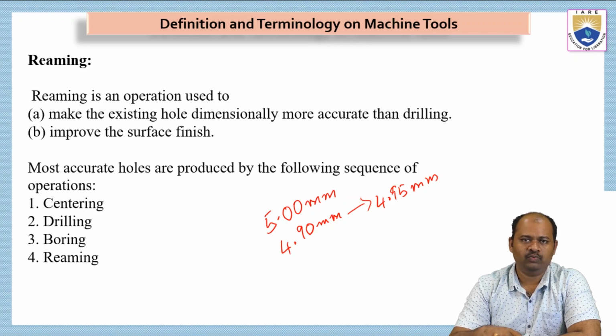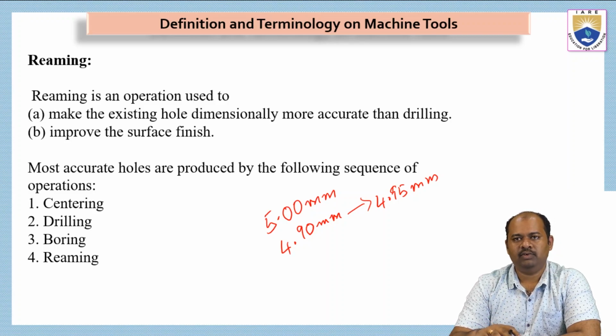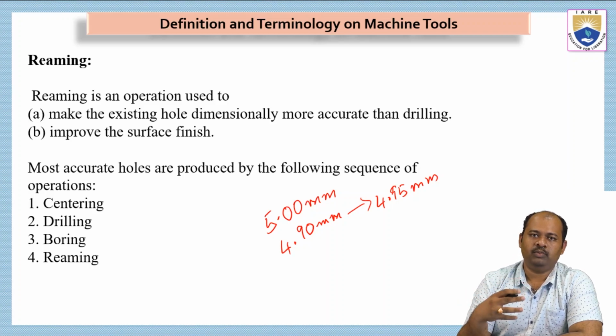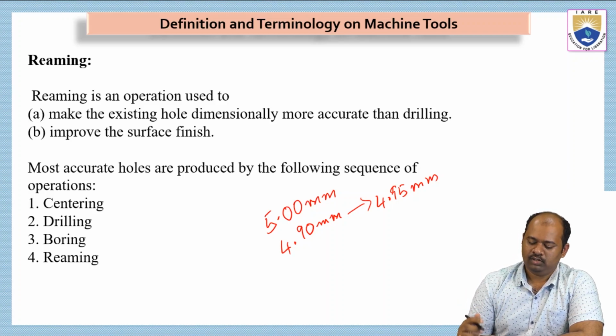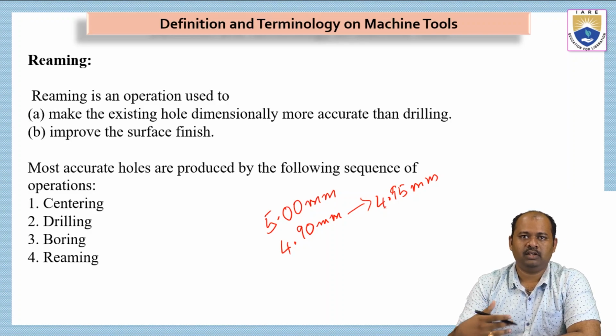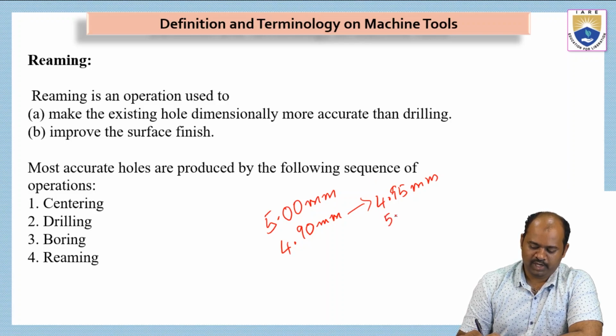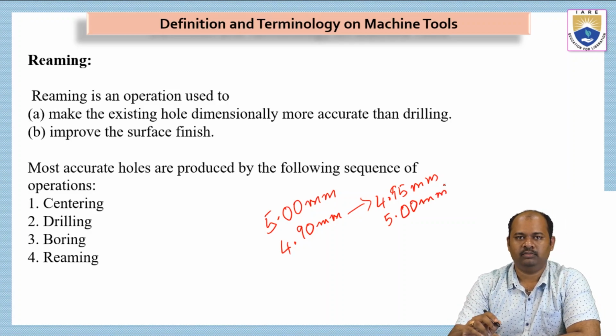Once the material is removed, we cannot get it back. Once the metal is removed as chip, it cannot be put back. So we have to always be cautious when removing metal from the material. We will produce a 4.95 mm diameter hole, and after this I will use other operations like reaming or boring in order to increase the dimensional accuracy. I will ream this hole to 5 mm diameter.